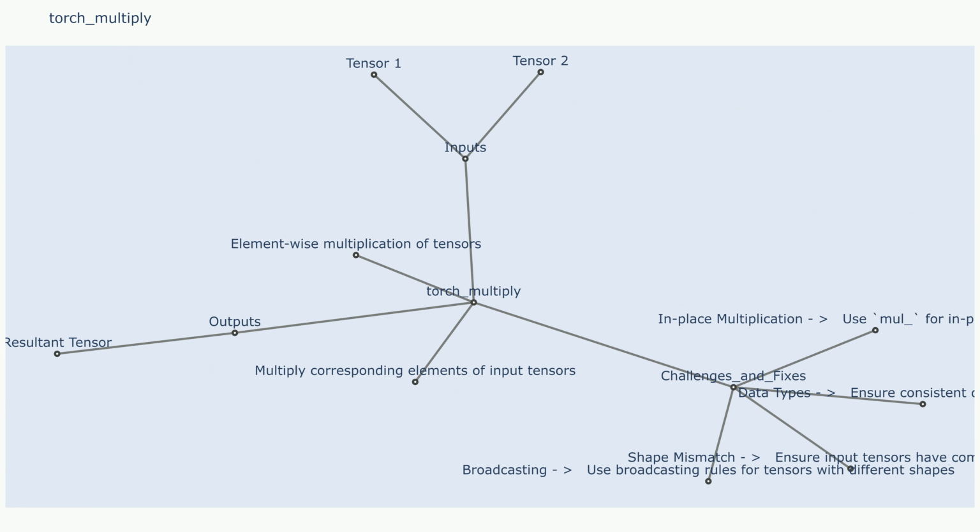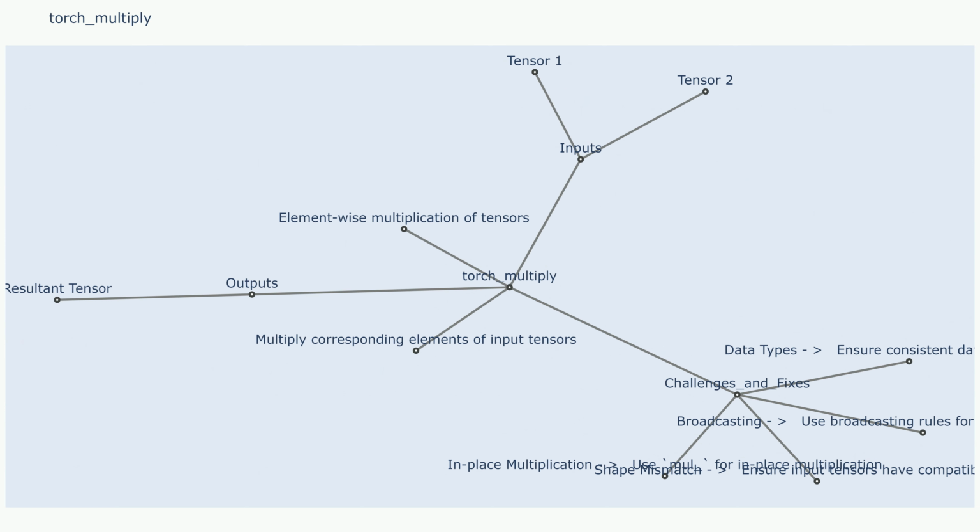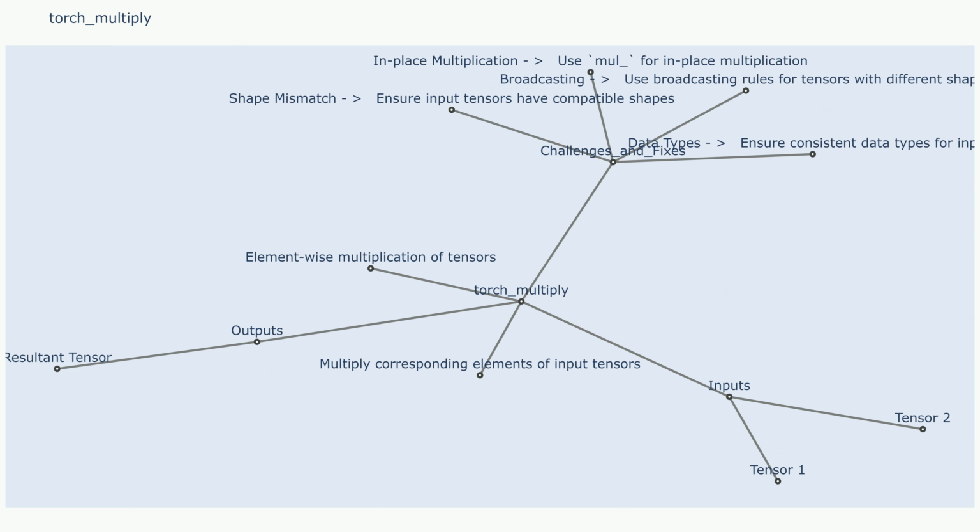If the shapes are incompatible, PyTorch will raise an error. Outputs. Output 1: a new PyTorch tensor containing the element-wise product of the input tensors. The output tensor has the same data type as the input tensors. Its shape is determined by the broadcasting rules applied to the input shapes.